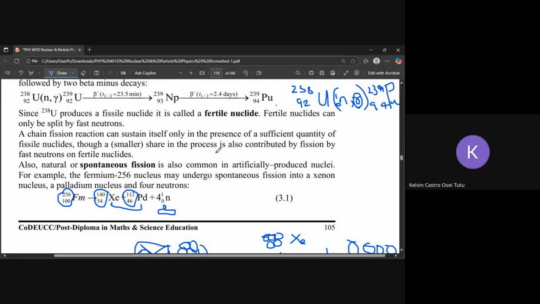A fertile nucleus can only be split by fast neutrons. It means it can undergo fission reaction. Yes, we know. But how does it undergo it? It's an artificial fission reaction, meaning it needs to be bombarded with something. If you look at the fermium over here, it's also a fissile nuclide, but we won't say it's a fertile nuclide. Why? Because you don't need to bombard it with anything before it undergoes fission reaction.